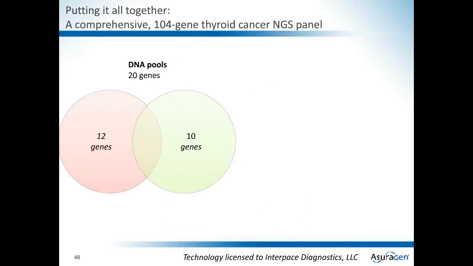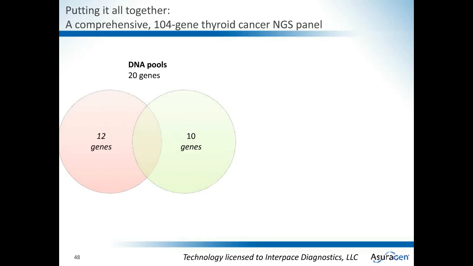So in terms of the design of the panels themselves, since we're interrogating both DNA and RNA, we have opportunities here to be able to build the content in a way that provides some additional benefits. For example, in the DNA pools, we're targeting a total of 20 genes. Those genes are represented in loci spread across 2 independent pools that are utilized for enrichment.